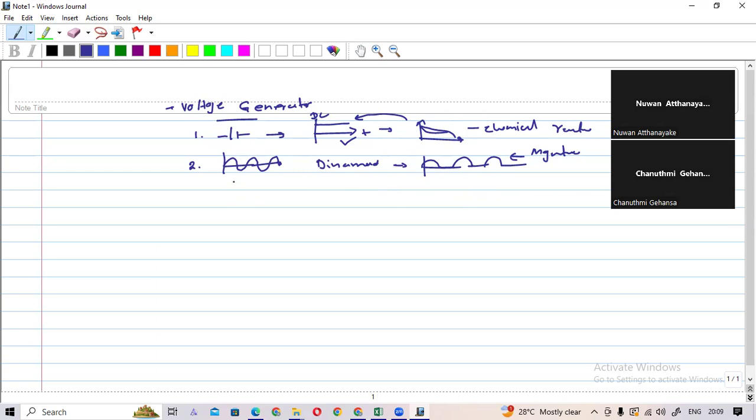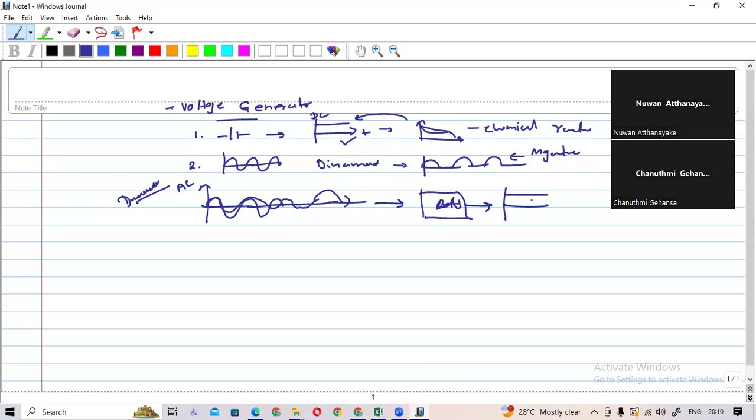If you have an AC signal, it is generated by a dynamo. Normally our commercial power is this kind of signal. We can send it through a rectifier system, and then you can get a steady value like this DC value. And if you have a DC value, maybe from a battery, you can use an inverter.